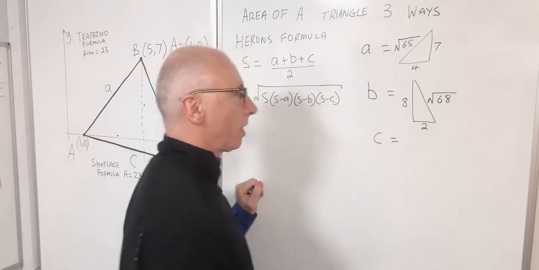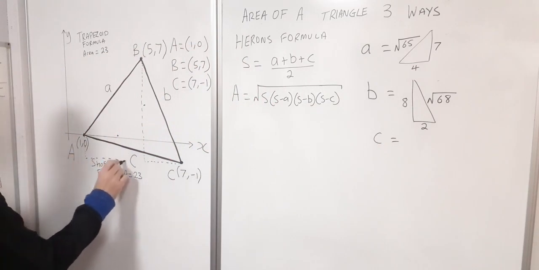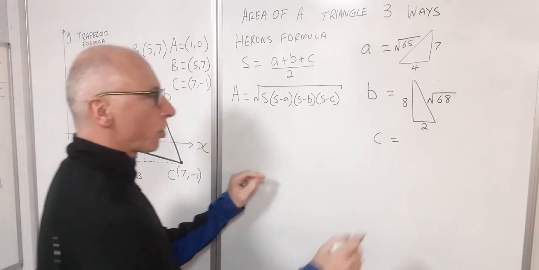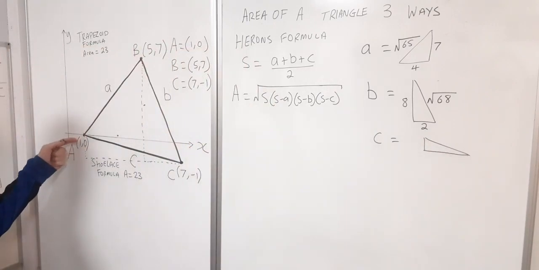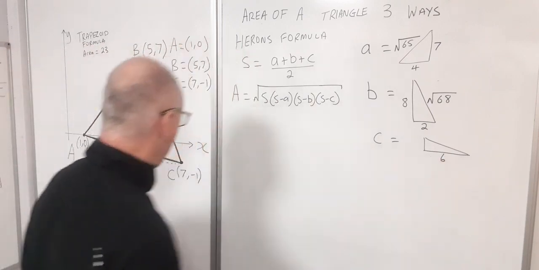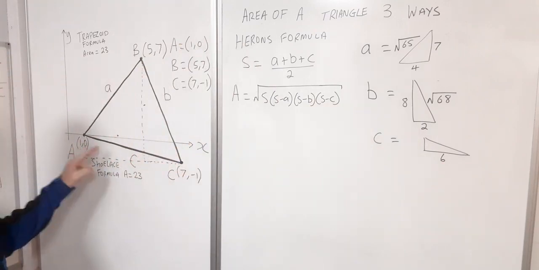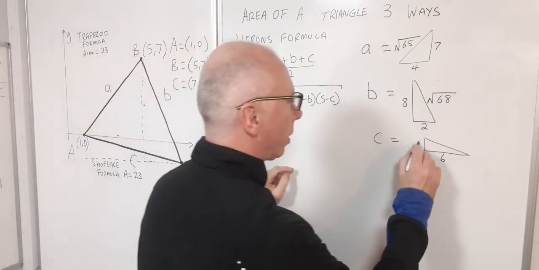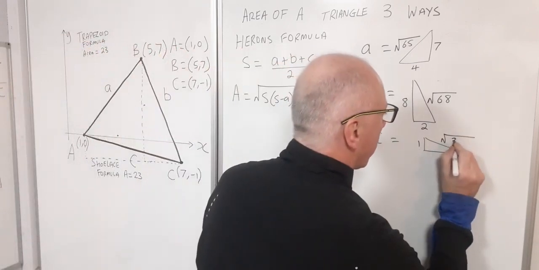And let's have a look at our C. So this is our C. So now we need to come down here, go along here. So now we've got a triangle that looks something like this. So this one here, x coordinates go from 1 to 7. So this long side here is going to be 6. And this coordinate here goes from y is 0 to y is minus 1, so the side is 1. So now this is going to be the square root of 6 squared plus 1 squared, so that's 37.